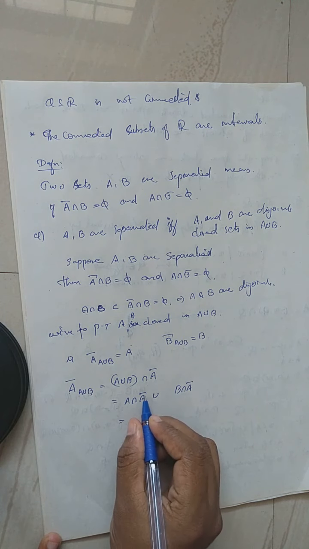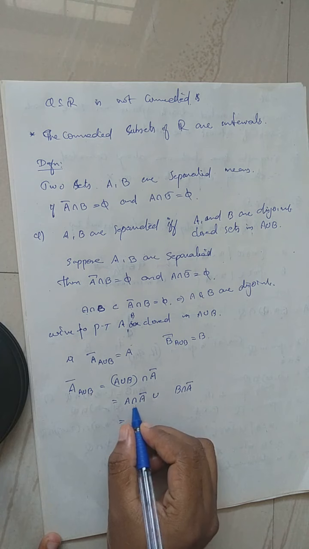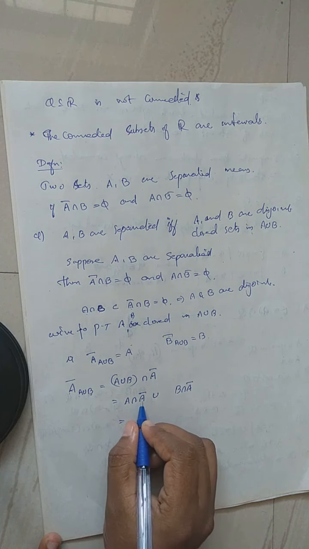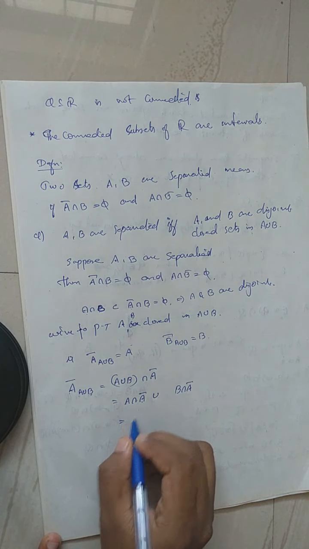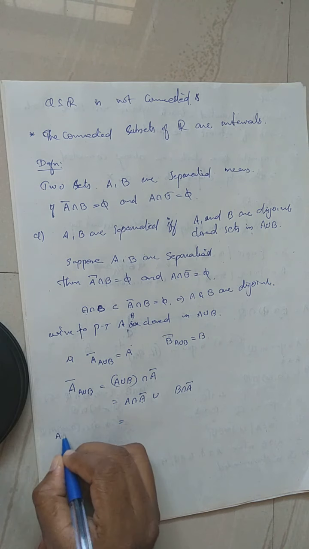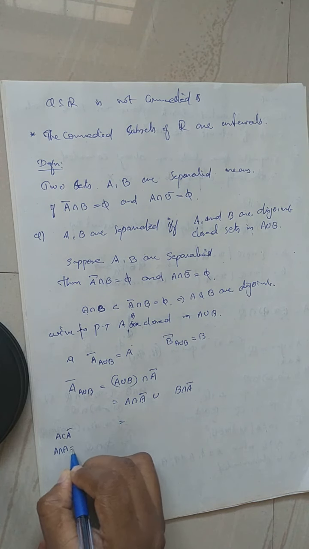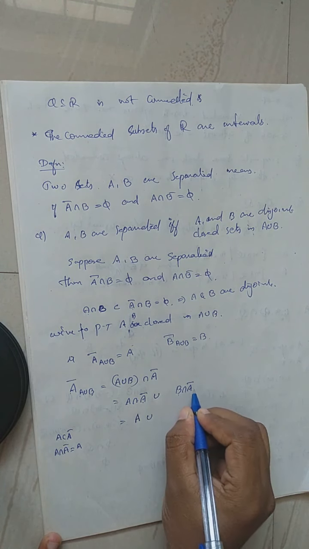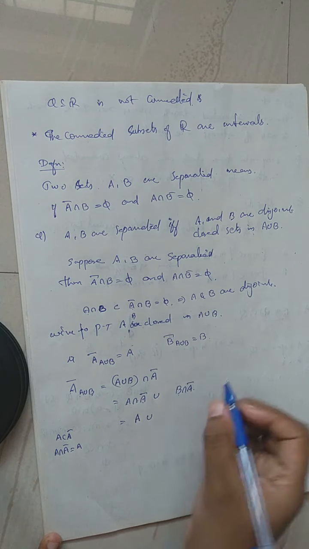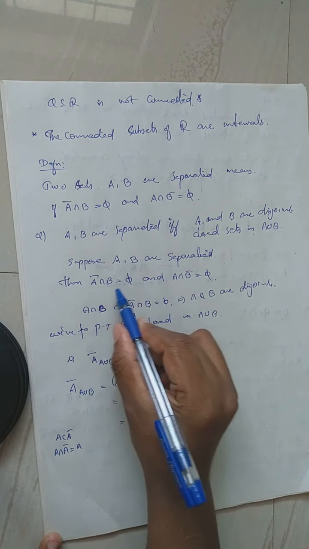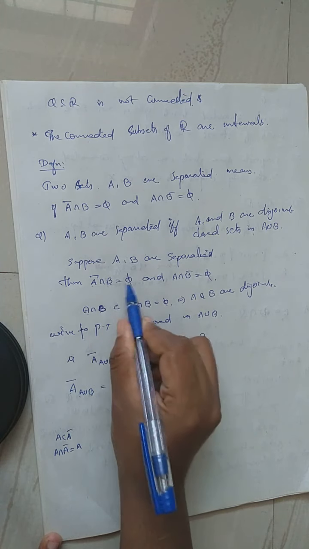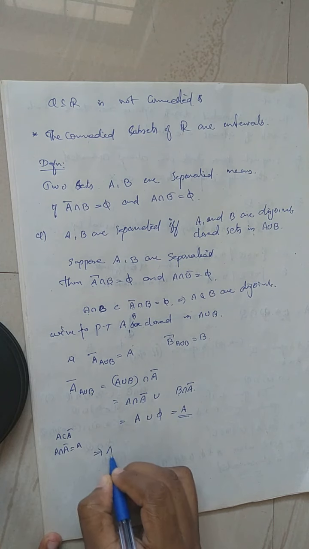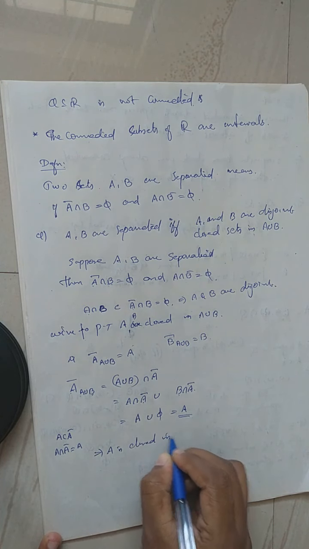So what is A intersection A closure? You know, when one set is contained in another, the smaller one will be their intersection. A will always be contained in A closure. So A intersection A closure is equal to A. What is B intersection A closure? Since A and B are separated, B intersection A closure is empty. So A union empty equal to A, which implies A is closed in A union B.